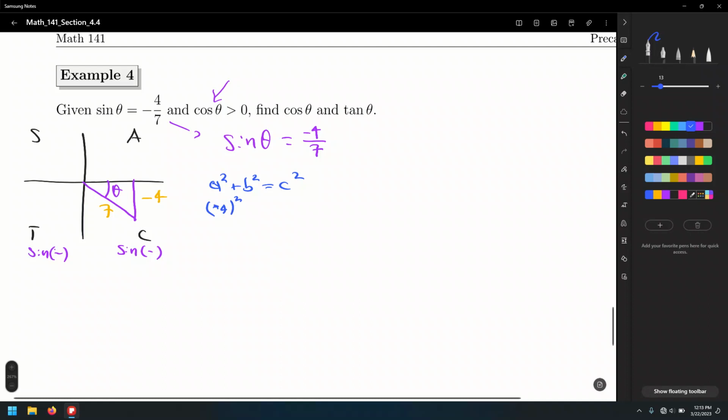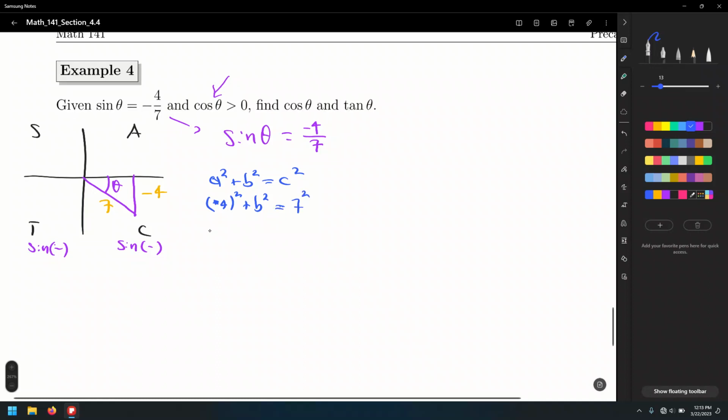It doesn't matter. It's addition. And that equals 7 squared. All right, so that's 16 plus b squared equals 49. And b squared equals 49 minus 16, which is 33. And b equals the square root of 33.